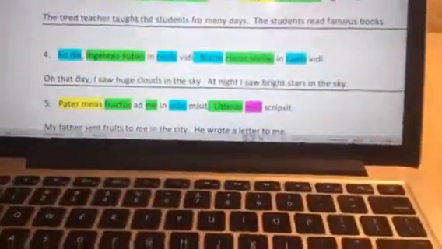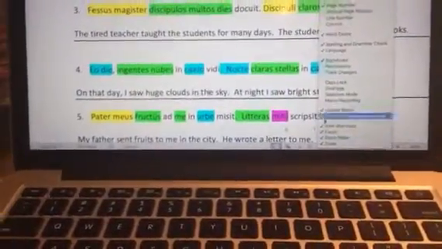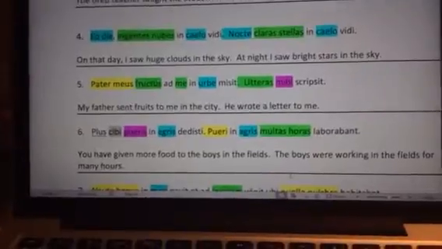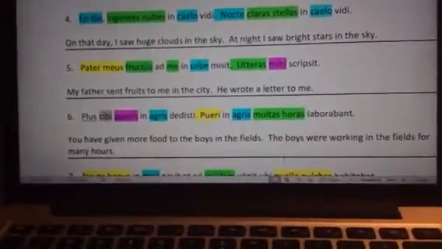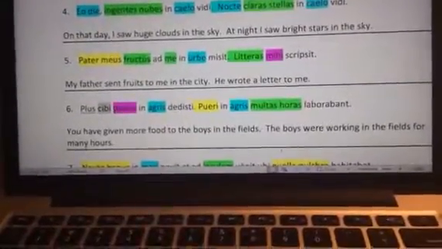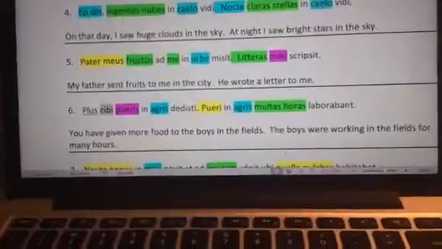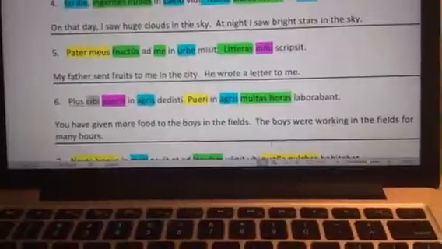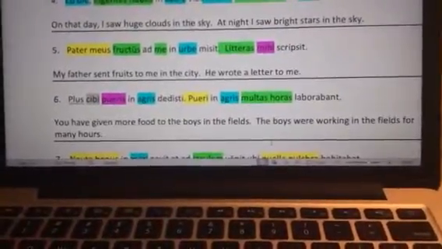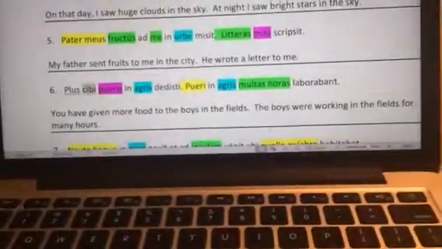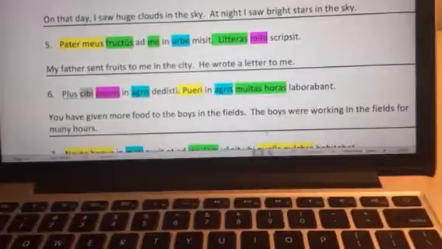Number 5. Pater meus fructus ad me in urbem misit. So the subject is pater meus, my father, misit, sent, perfect tense, fructus, accusative plural. That long us could be nominative or accusative plural. Here it has to be accusative plural because our subject has to be singular. Ad me, to me, usually with send, you send towards someone, with ad plus the accusative.